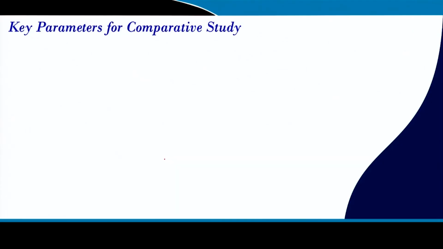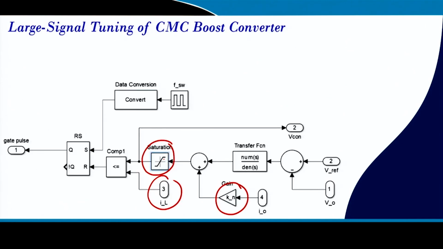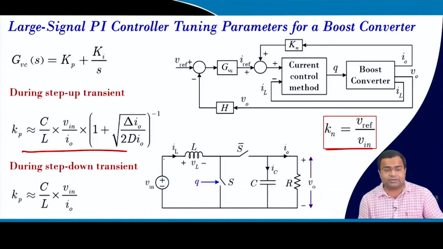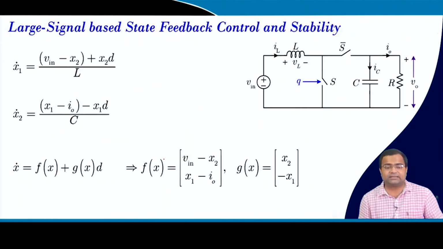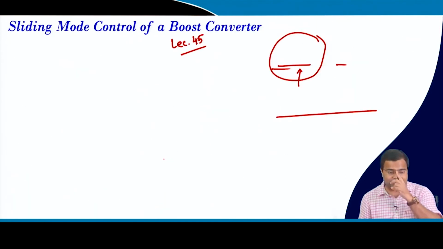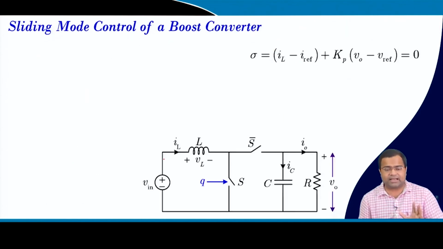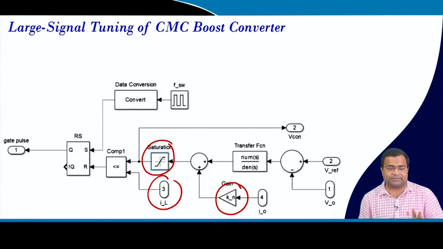Okay, so we have discussed this comparative study of large signal tuning of a boost converter, and that means we can increase the performance even further as long as we satisfy our Lyapunov stability criteria that we have discussed here. So, you can satisfy that V dot is negative, and that we have checked, and for high gain it is stable.